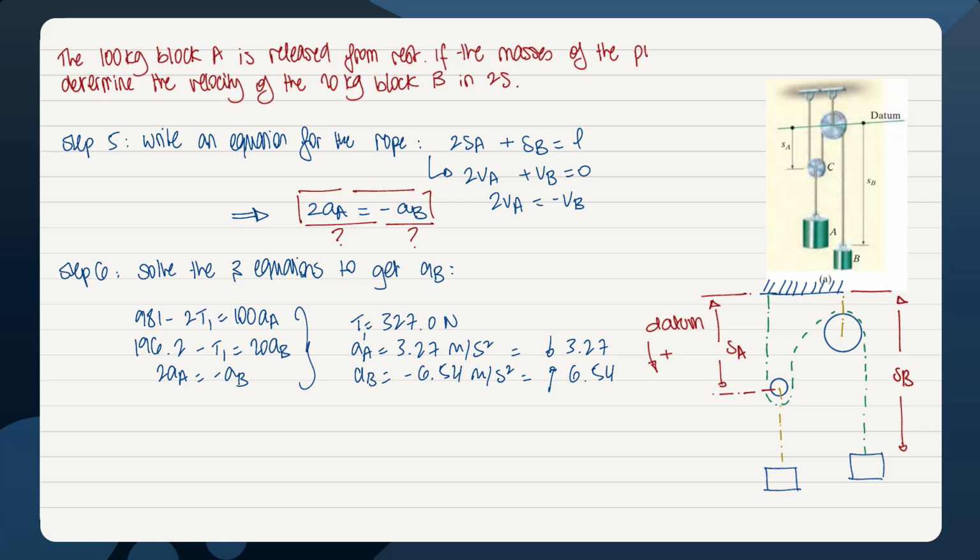T1 is equal to 327 newtons. AA is equal to 3.27 meter per second square. And AB is equal to minus 6.54 meter per second square.